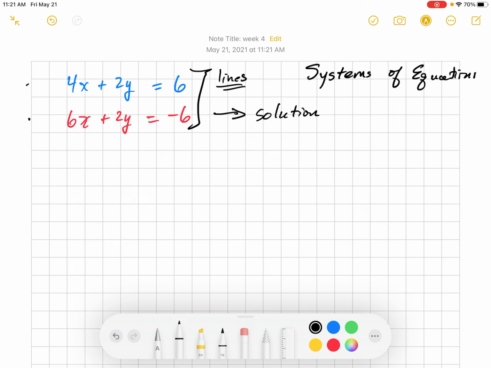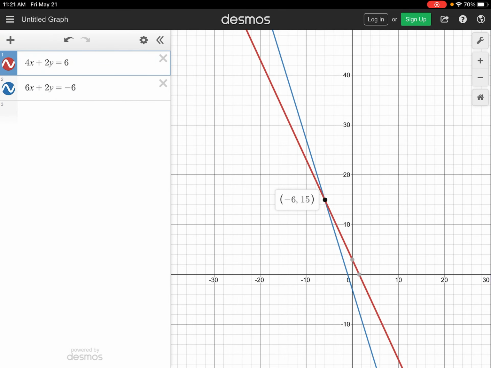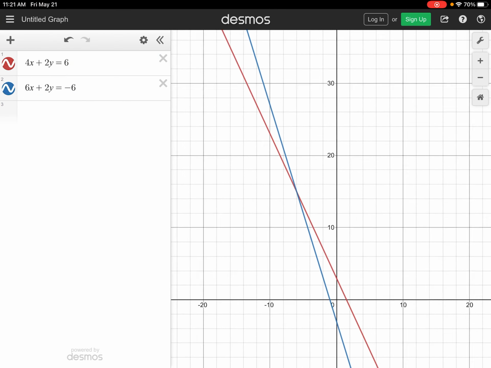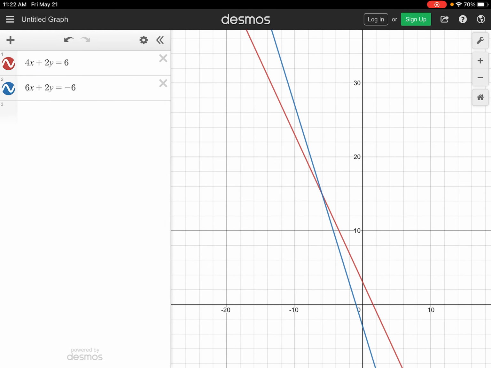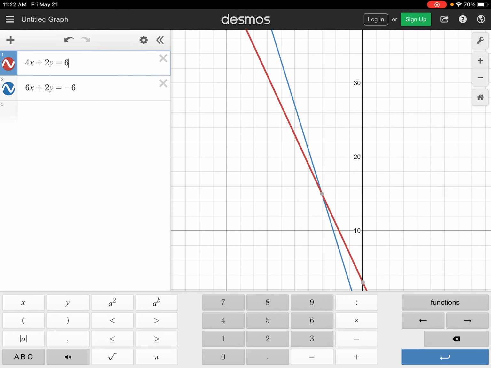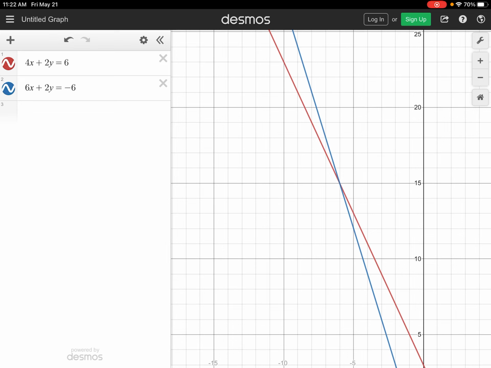Okay? And since these are just lines, an easy way to find the solution is to simply graph it. And I've done that in Desmos. Let's take a look. If we go over to Desmos, you'll see that I've already plugged in the linear equations: 4x plus 2y equals 6 at the top, and 6x plus 2y equals negative 6 is the bottom one. And you see it creates the two lines here in the graph.